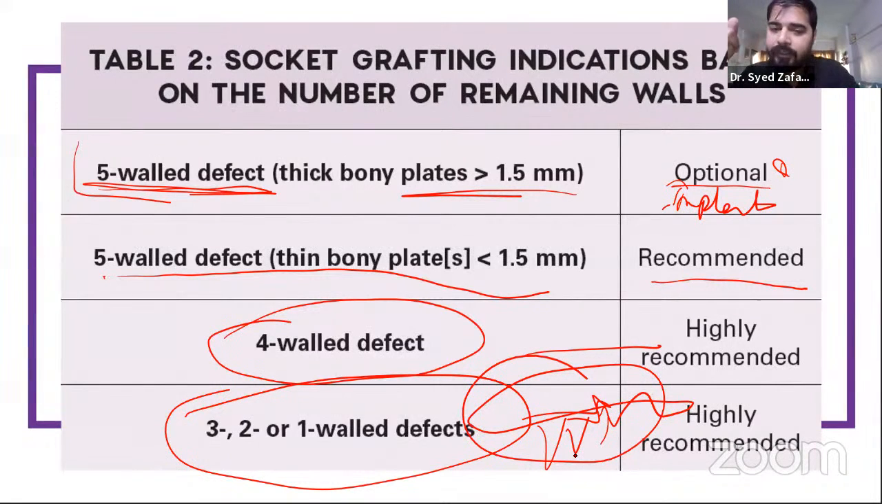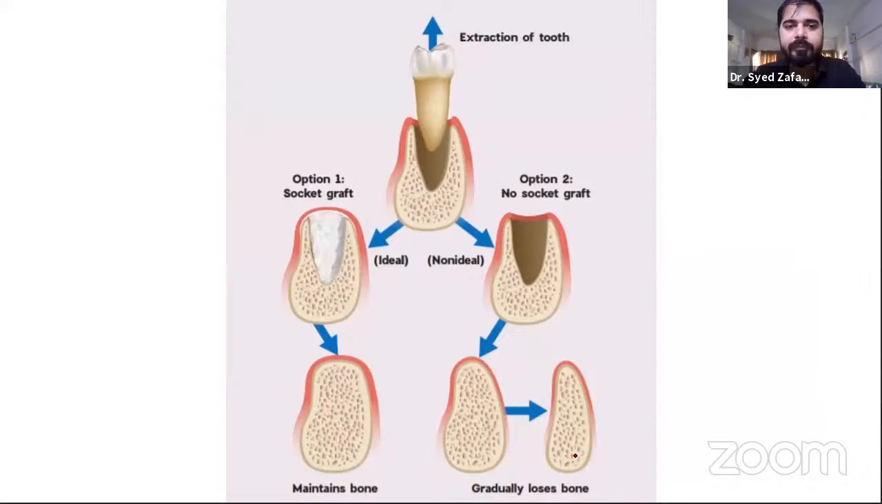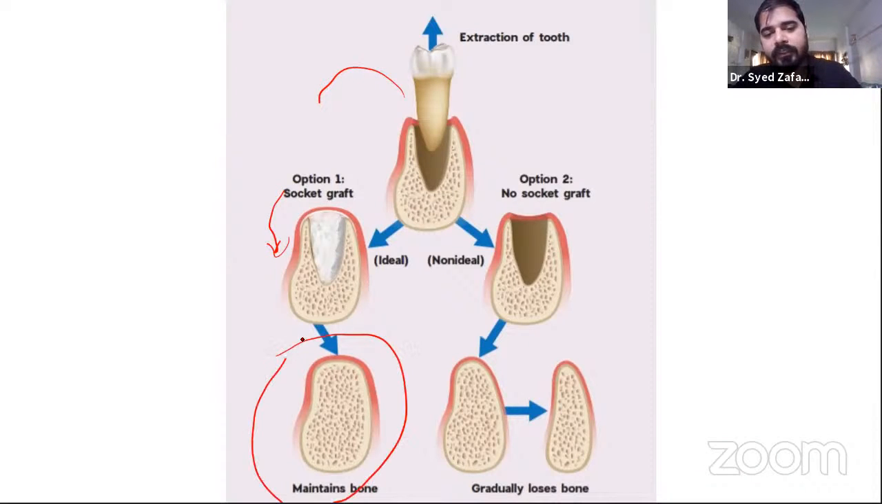If you do not place something in it, the patient will come after 2 to 3 months and you will see a very thin bony wall. This is an example. You have extracted the tooth, you have placed the bone in the socket, and the patient comes after 6 months. You will see this kind of bone.